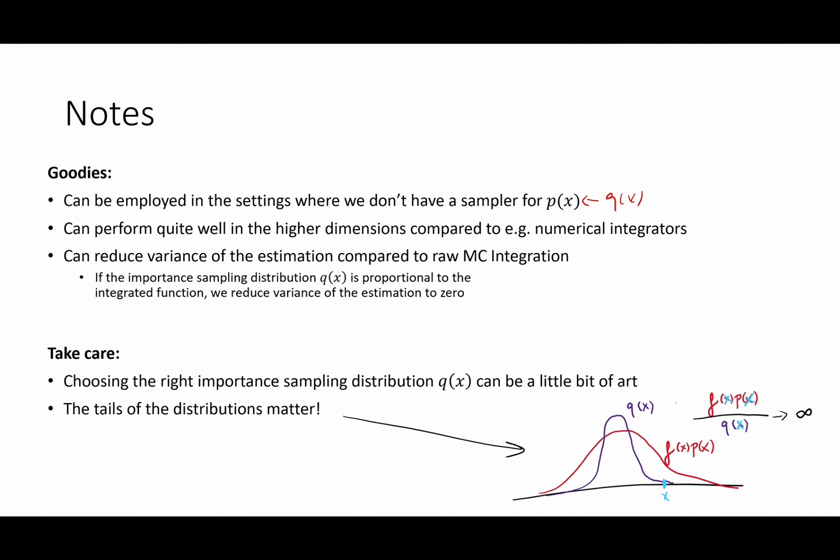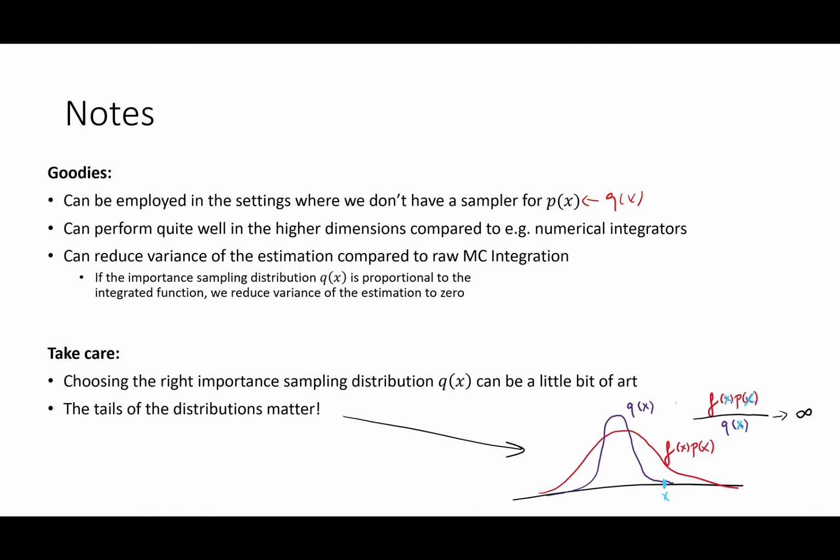Again, a very nice thing is that we can actually perform quite well in higher dimensions compared, for example, to numerical integrators. It's just a property of Monte Carlo integration methods that they are quite good in higher dimensions, and it's not so tedious as the numerical integrators. And the last but not least, if we choose the Q of x, the importance sampling distribution, well, we can lower the variance compared to the raw Monte Carlo integration. So those are the good things.